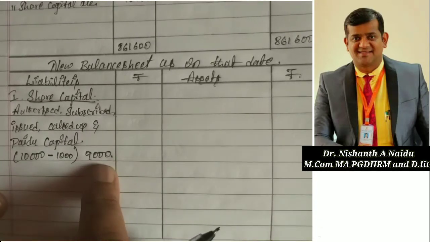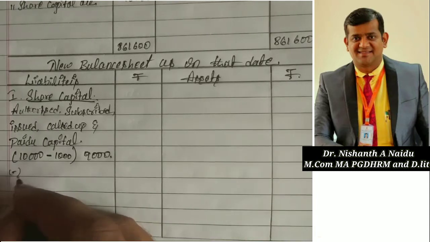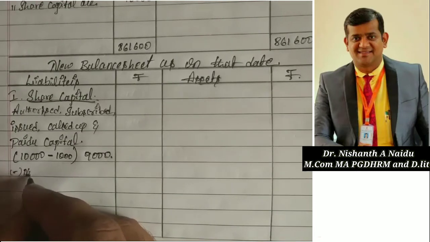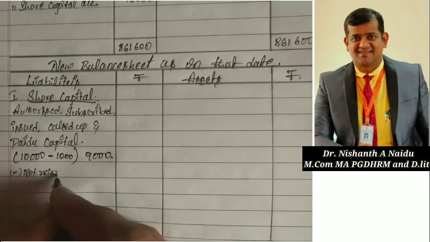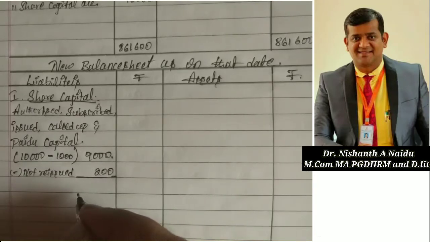Okay. So in this 9,000 also, the second and final call money was not paid by 400 shareholders. Correct. So those shares have been forfeited. So out of those 400 shares, how many shares have we reissued? 200. So then how many have we not reissued? 200. Okay. So deduct that, less 200. So you can mention that not reissued 200.